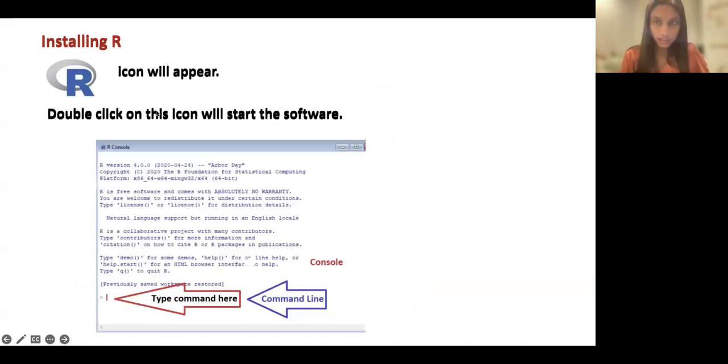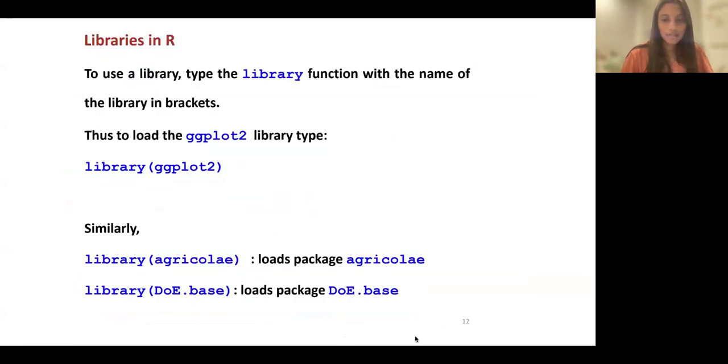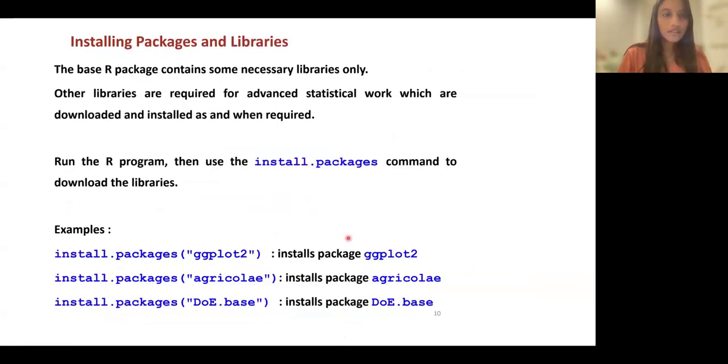So once R is installed, when you run the application, you can see the R console. It looks like this. This is where you can see this greater than sign. This is where you type your codes and you press enter so that the code gets executed. And now you have installed R.